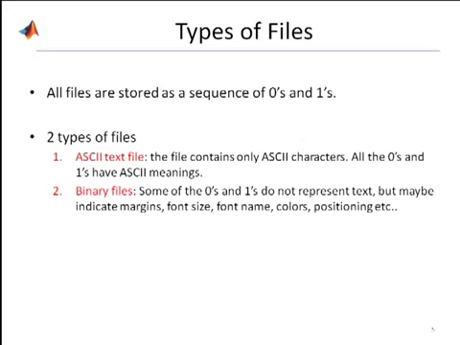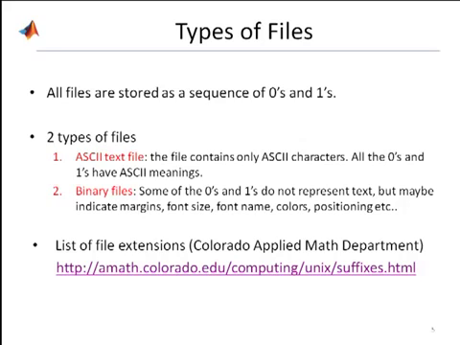On the other hand, if some of the zeros and ones do not represent text, maybe margins, size, font name, colors, even spacing, columns and rows, for example, in Excel sheets, then it's called a binary file. There is a list online that tells us what each extension is, a binary file or a text file.